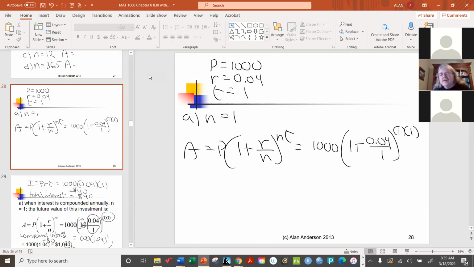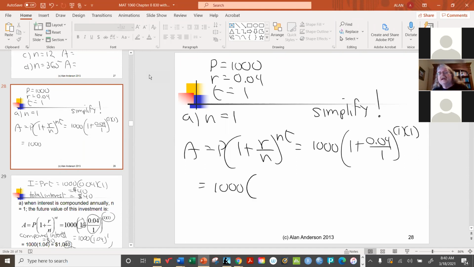So number one strategy, simplify everything before throwing it into your calculator. If you try to throw this into your calculator the way it's written, you'll need a lot of parentheses and it's going to be much, much harder to get your answer. So just take a look and see if there's any ways you can simplify it.